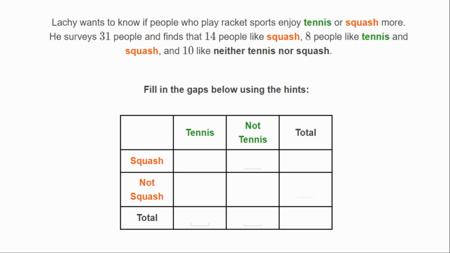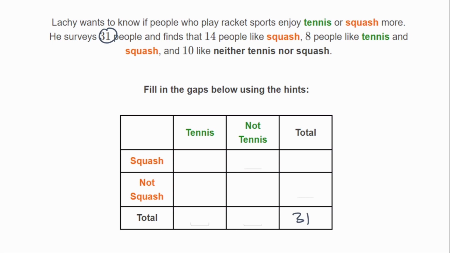Alright, so let's have a go reading it first. It says Lockie wants to know if people who play racket sports enjoy tennis or squash more. He surveys 31 people and finds that 14 people like squash, 8 people like tennis and squash, and 10 like neither tennis nor squash. Alright, so already we know the total number of people Lockie surveyed is 31. So we know in the total on the bottom right, there's going to be a 31 there. Give yourself a tick if you got that box correct.